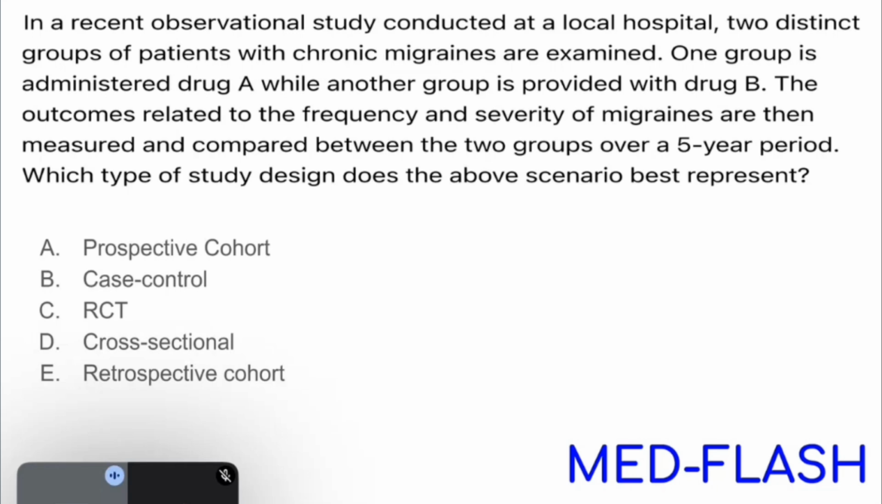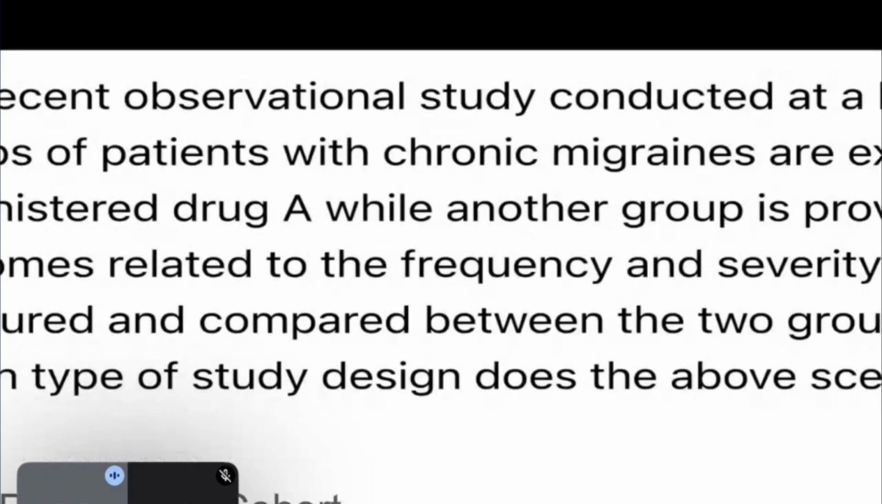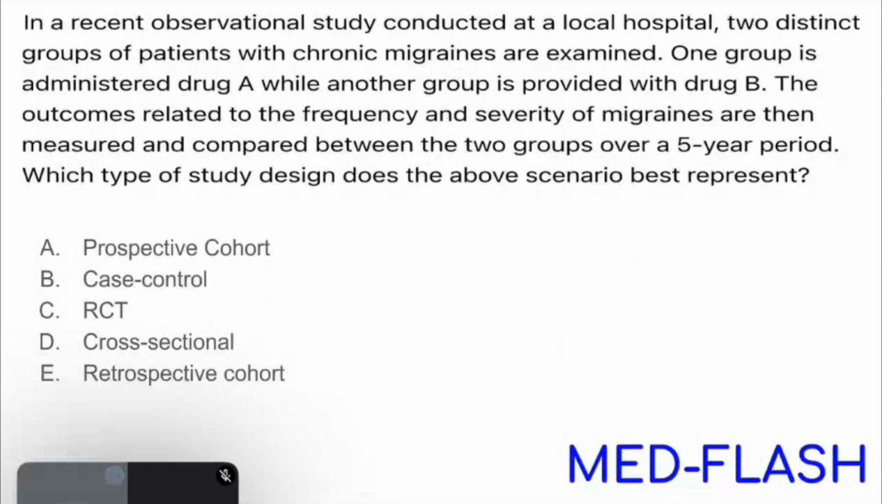So it can't be an RCT because it is not mentioned in the question that the researchers are giving the intervention to the patient. And one more thing, it is mentioned clearly that this is an observational study. So it can either be A, B, D, or E.